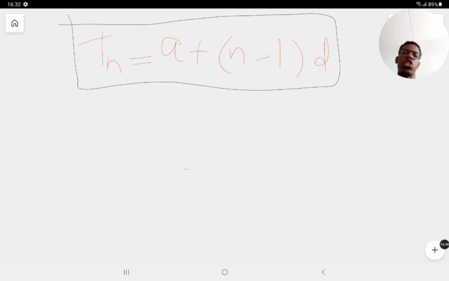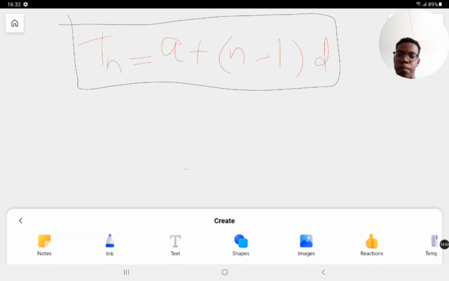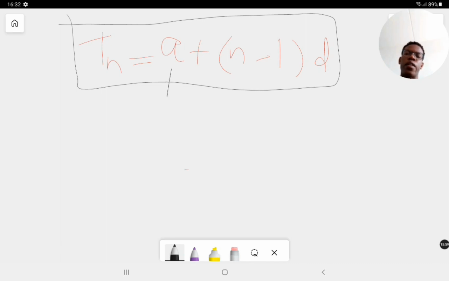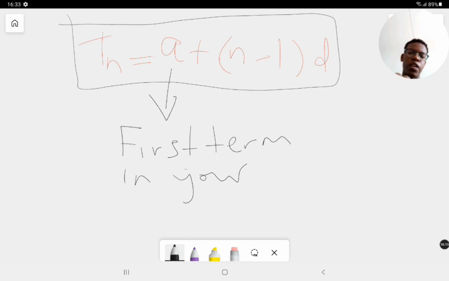I want to explain what each term in this formula means. I'm just going to increase this slightly to 4. So this here, A, represents the first term, the first term in your sequence. That's what A stands for.